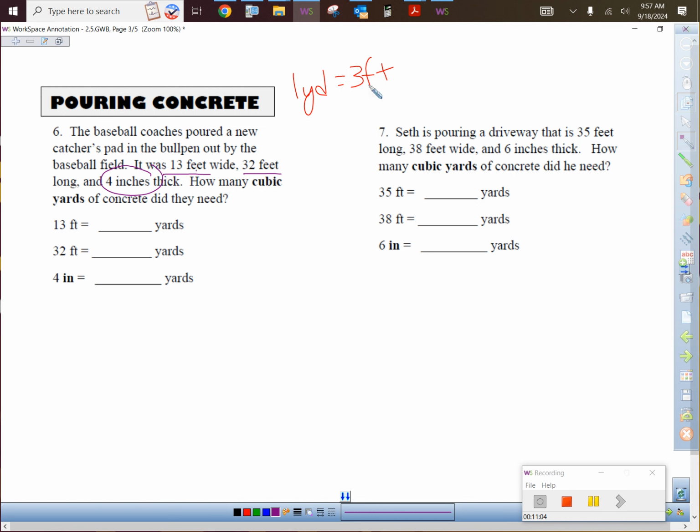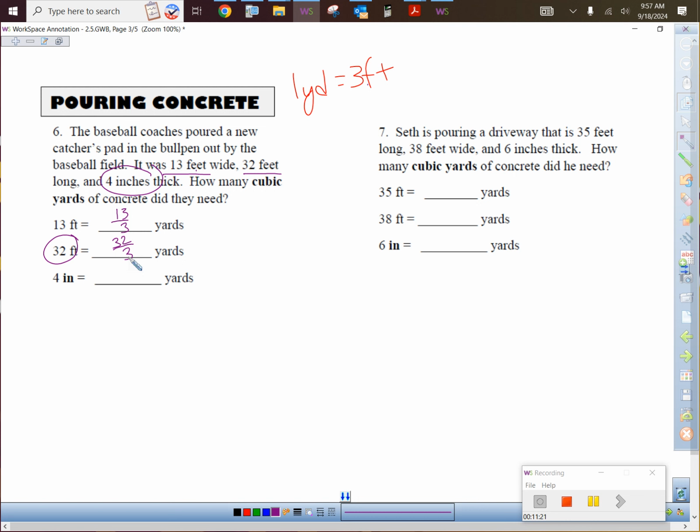13 feet. What I need to do to that is divide it by 3. I'm just going to write it 13 over 3. 13 feet is 13/3 yards. Just got to divide it by 3. Same thing with this, 32 feet, I'm going to divide it by 3. And the reason I'm not cleaning them up is because they don't come out nice, right? So I'm just leaving them as this weird little fraction.